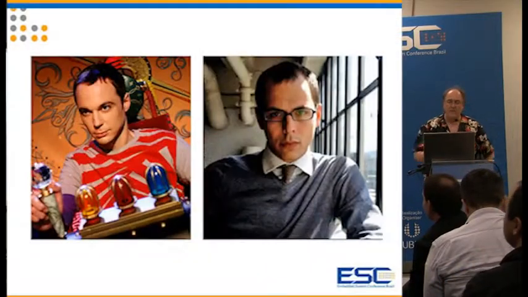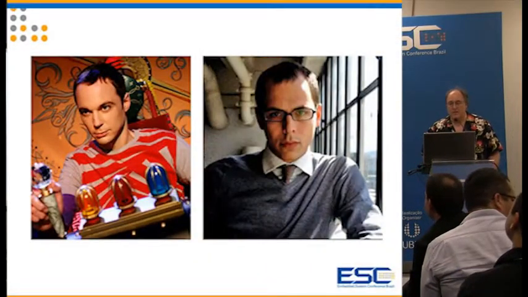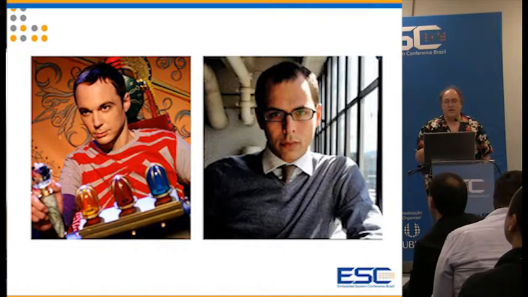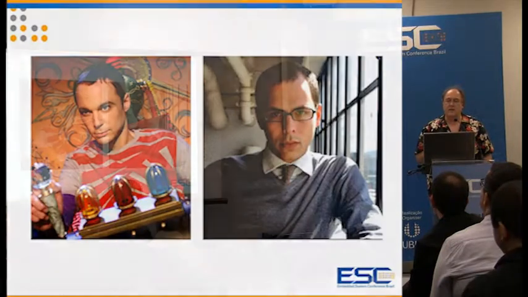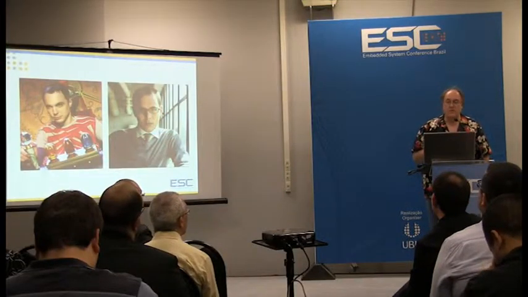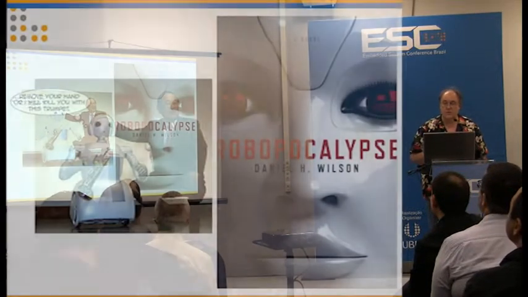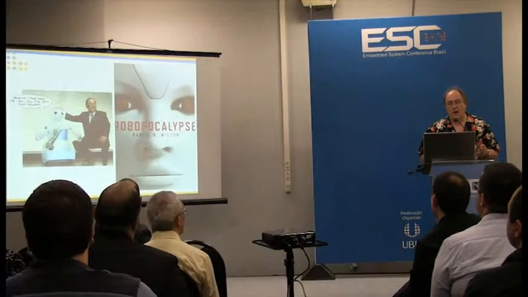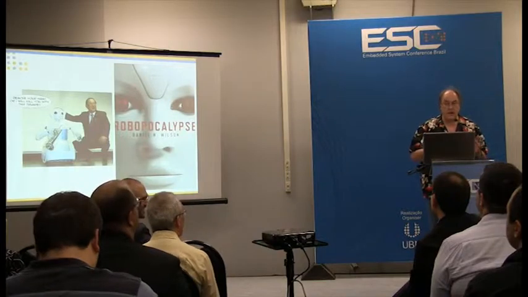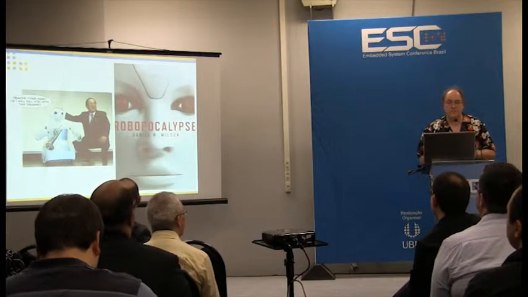You remember the Big Bang Theory, Sheldon Cooper? There's a guy who looks eerily like him on the right, Daniel Wilson, who's a professor at Carnegie of robotic science. And his predictions are pretty dire. He believes that there could be a robot apocalypse, and he wrote a book about it, just to make sure. It's a fictional story, but everything that he's got in the story is based on the current state of research and where things might go. It really makes you stop and think.